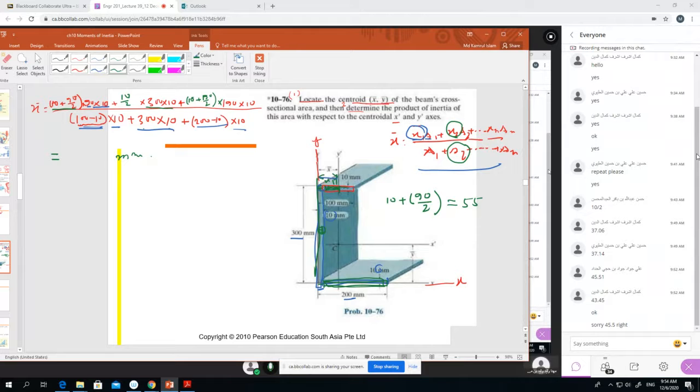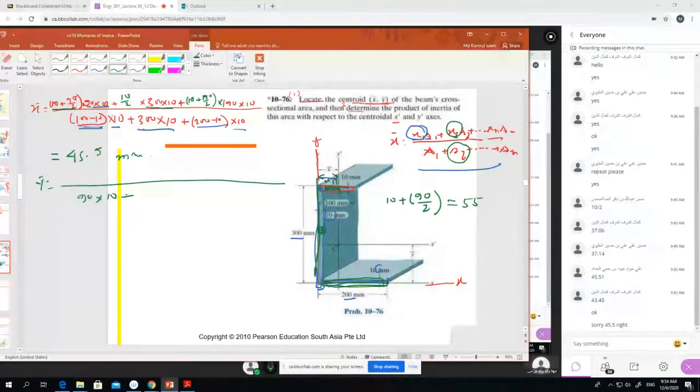So x bar is 45.5, right? We assume x bar is 45.5. Okay. Now, similarly, you do the y bar, and everything will be the same.